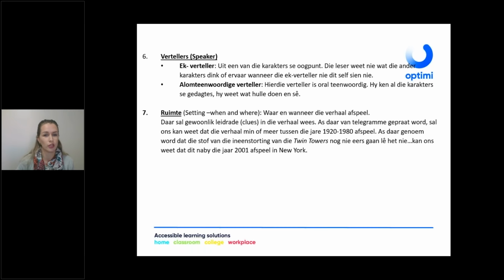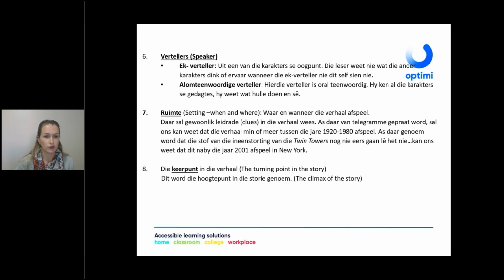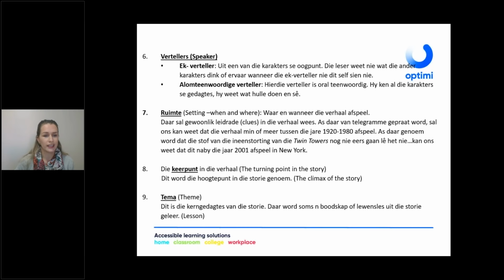Remember we said that there will be clues in the short story for you. You need to look out for those clues. En dan 8 is die keerpunt, that's a turning point in the story. 9 is die tema, the theme. That is the lesson of the story. What lesson is there that they wanted you to learn in the story?